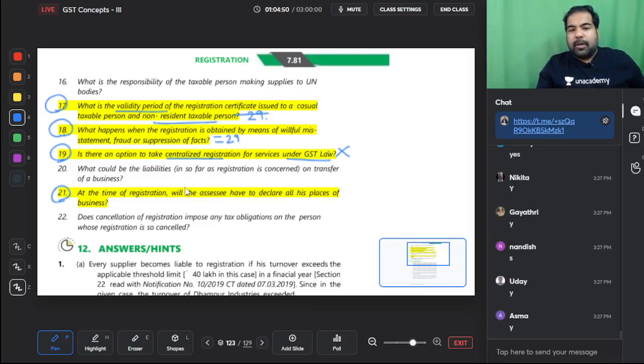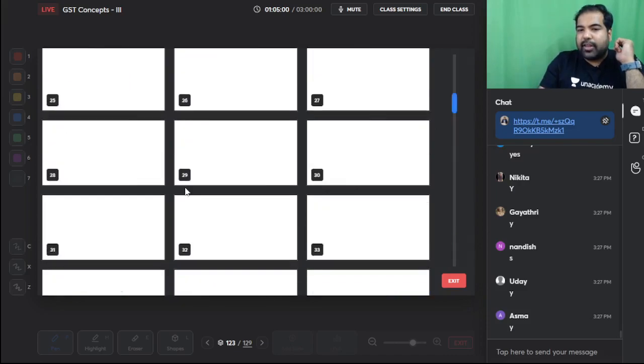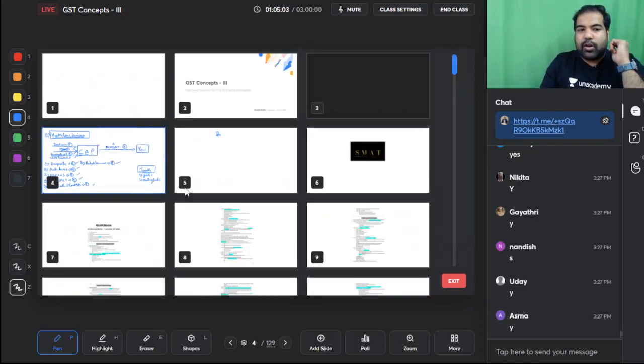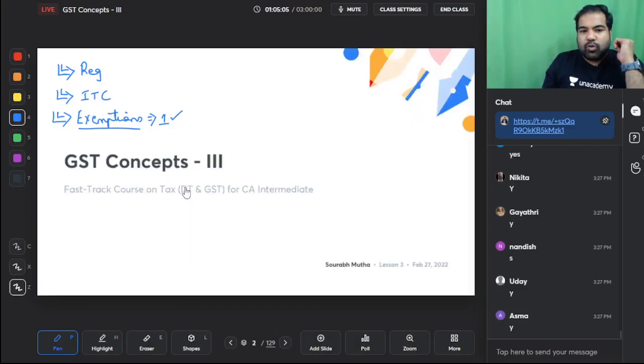All right, principal place of business and additional place of business, guys. This is your registration chapter. We'll see lots more sums in the MCQ booklet and in the exams, don't worry. But guys, this one is a very important chapter, which is called registration. So we have looked at the registration chapter. We've looked at all the module questions. We'll look at more, don't worry.